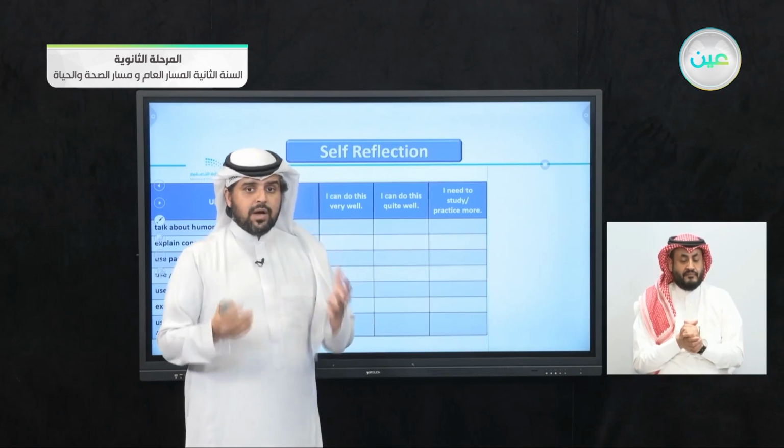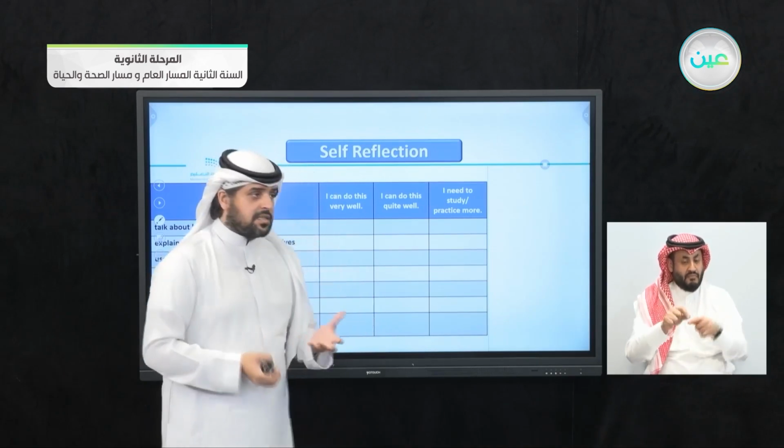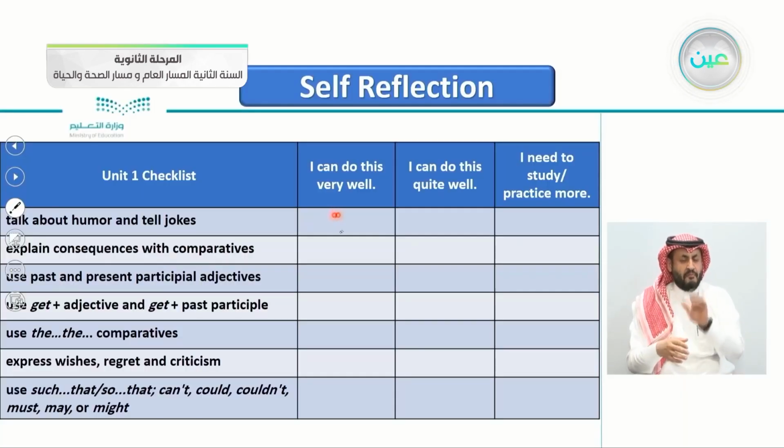So if you do understand it quite well, just tick here on the first column. If you do this quite well, you understand telling jokes, tick here. If you don't understand it at all, tick here. Explain consequences with comparatives. Also, tick the correct mark for you, of course.